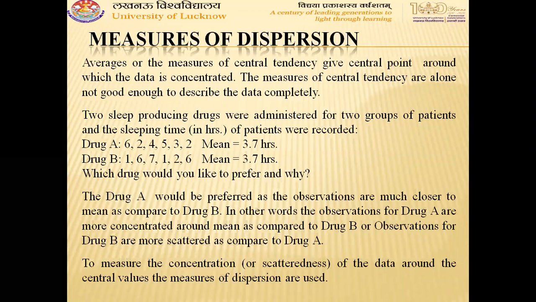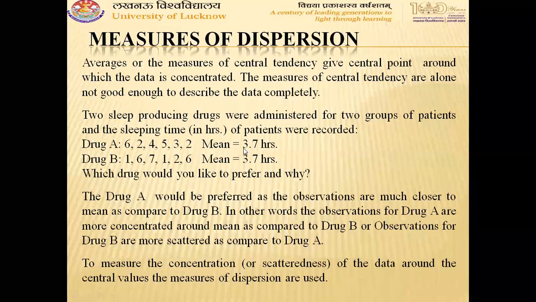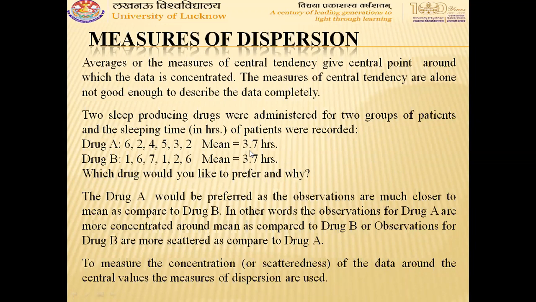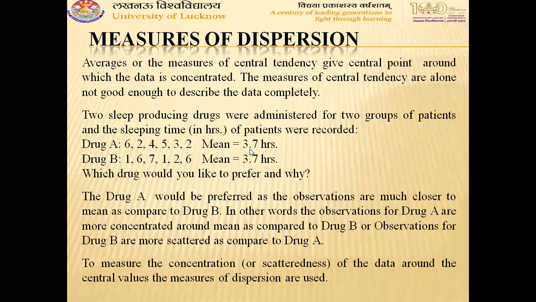For example, two sleep-producing drugs were administered to two groups of patients and their sleeping times were recorded, which are given below for drug A and for drug B. But when the mean is computed, the arithmetic mean for both the drugs is 3.7 hours. So the question is: which drug should be preferred, and why?